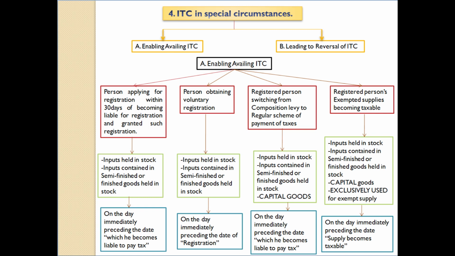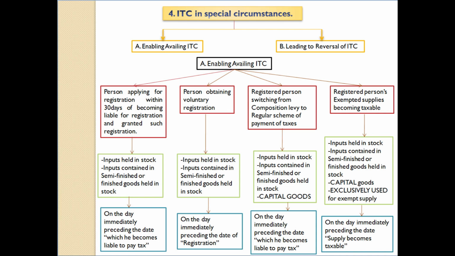There are persons who have applied for registration within 30 days from the date on which they become liable to registration, and the person who obtains voluntary registration, and the third is a registered person who ceases to pay tax under composition levy and switches to the regular scheme of payment of taxes, and the last is also a registered person whose exempted supplies become taxable supplies.